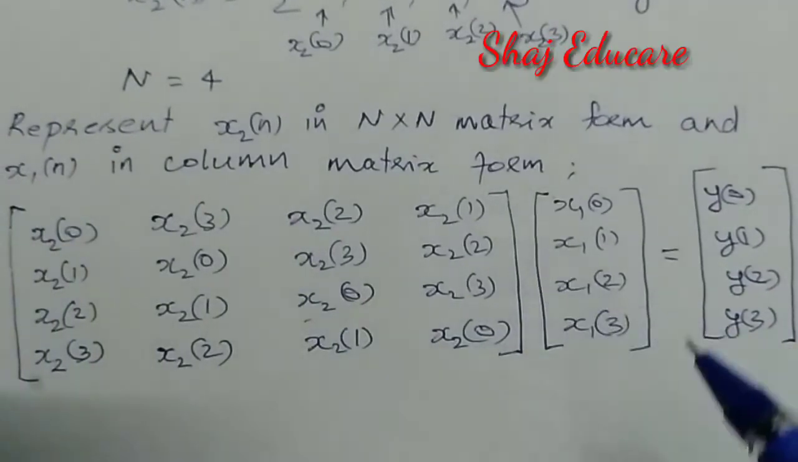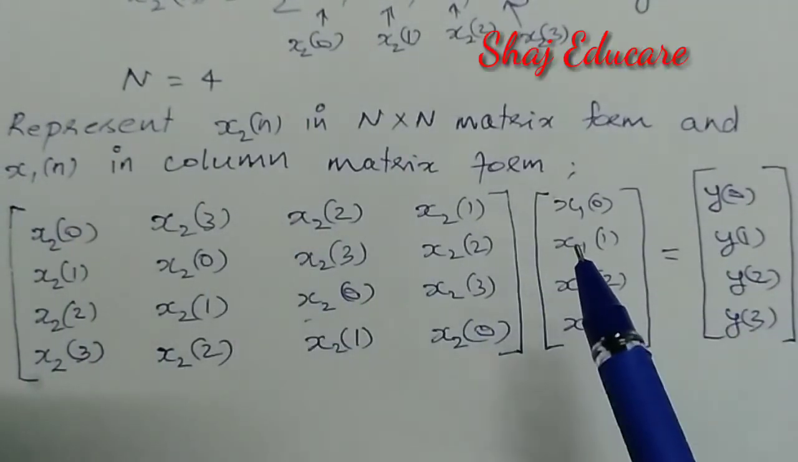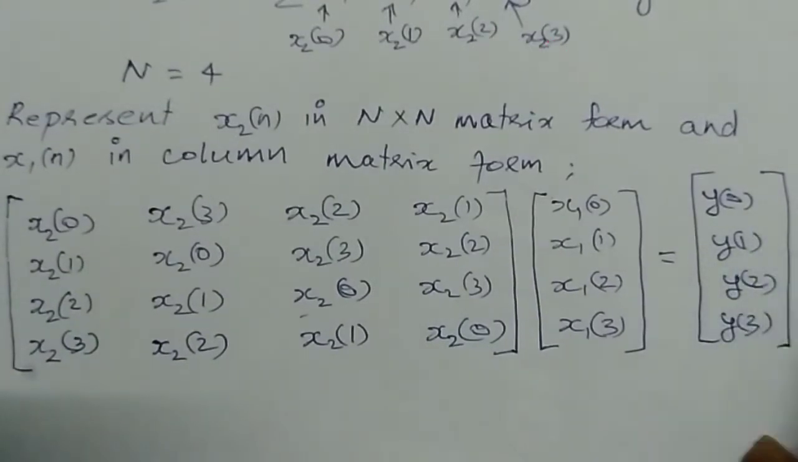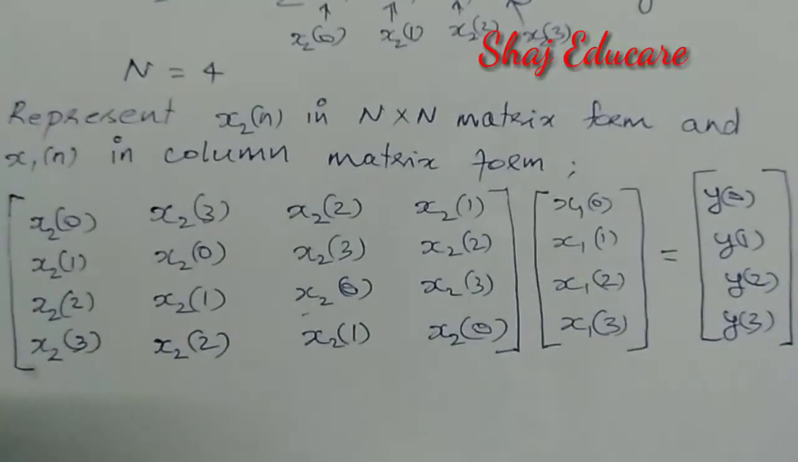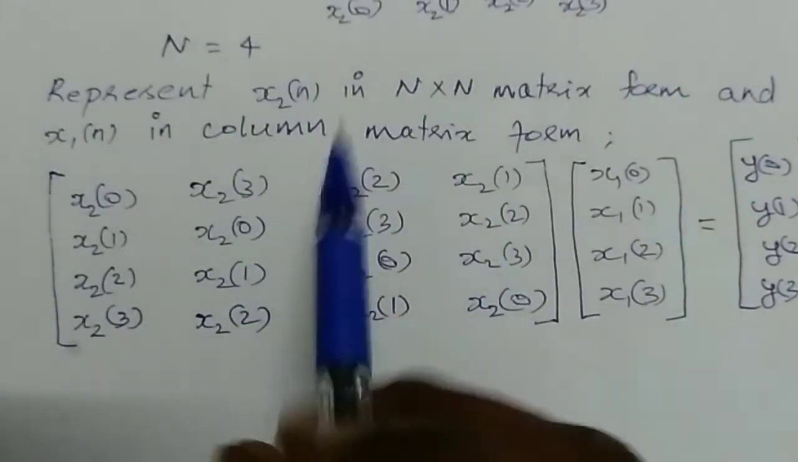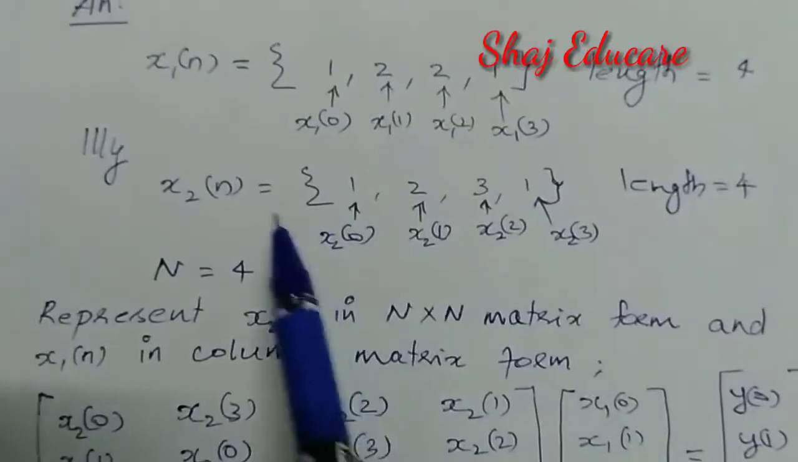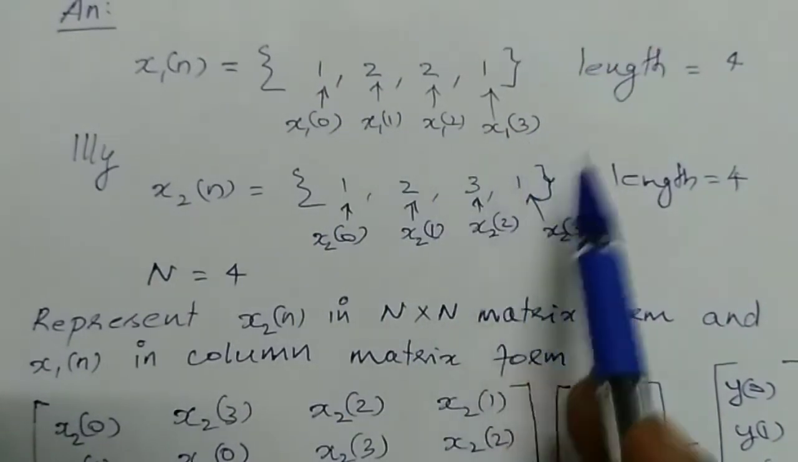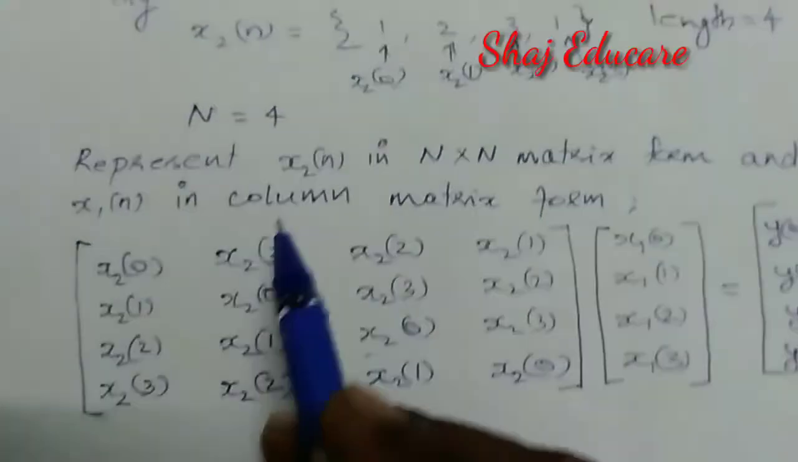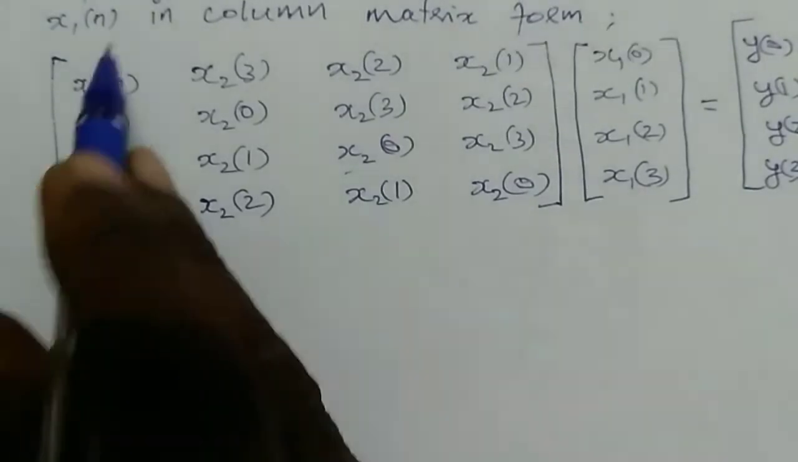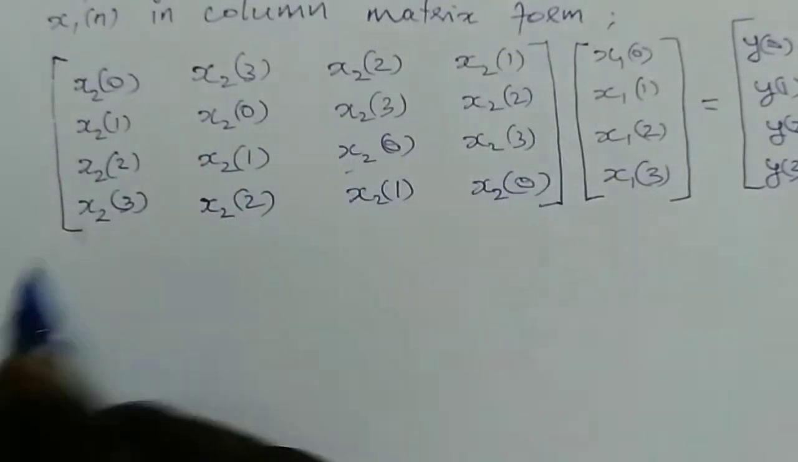That means the circular convolution between x2 of n and x1 of n should be equal to y of n. That is our concept. Now everything is over. Just we have to put the values of x1 of 0, x1 of 1, x1 of 2, and so on into this matrix. That's all. Let us do that. I'm going to put the values of these elements.